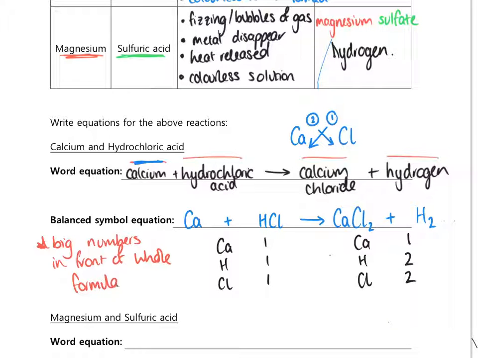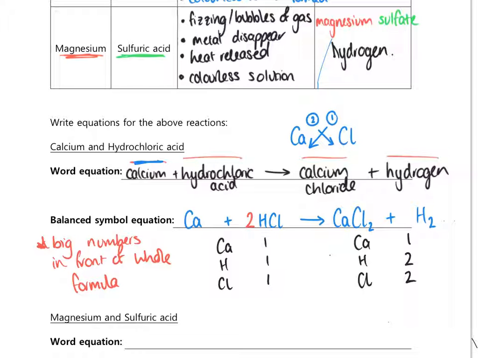Anything else you do, be it put a number in between a formula or put a number at the end of a formula, for example, if I saw that I needed 2 chlorines and wanted to just put a 2 there, that changes the formula of the substance and that is incorrect. So I can only put big numbers in front of the whole formula. I need 2 hydrogens, so I need to put a 2 in front of the only thing on the left hand side that contains hydrogen.